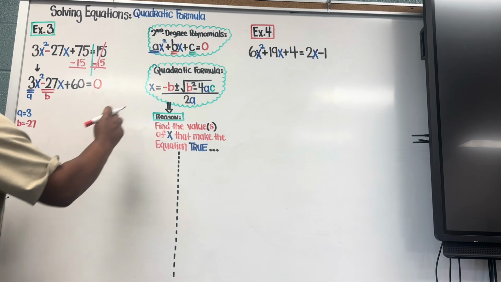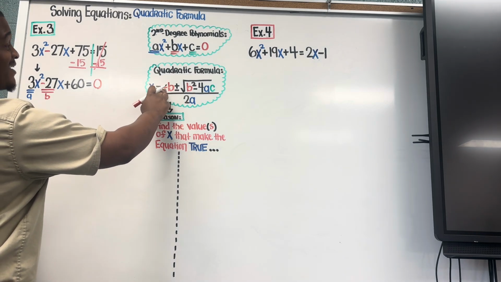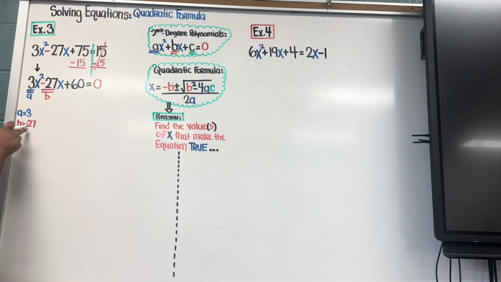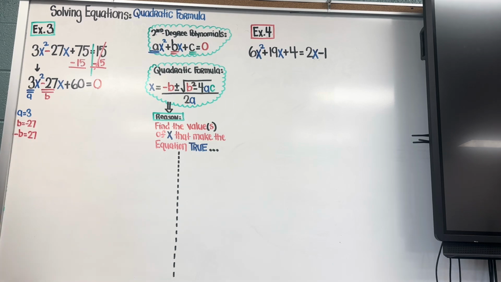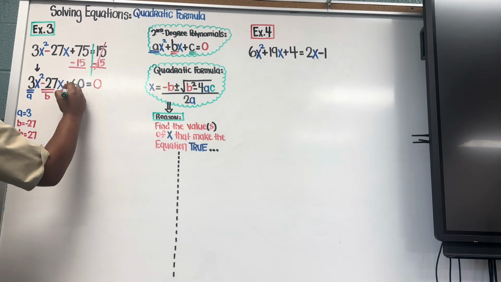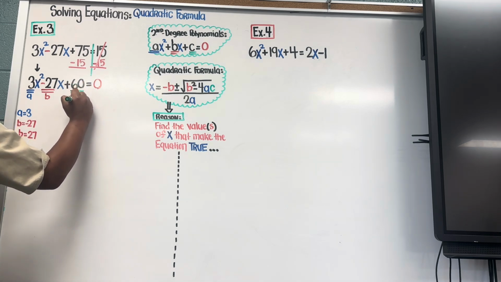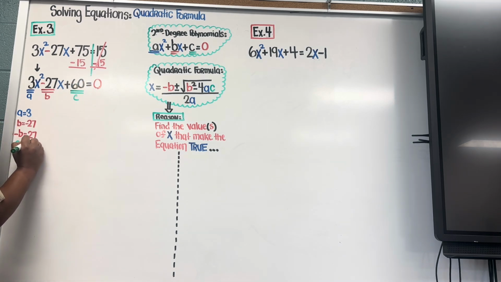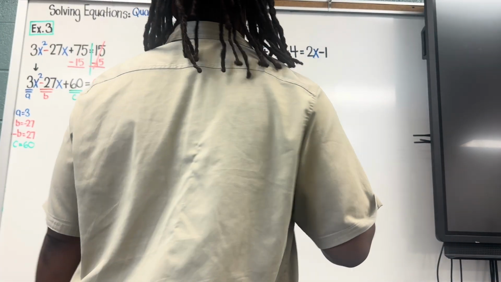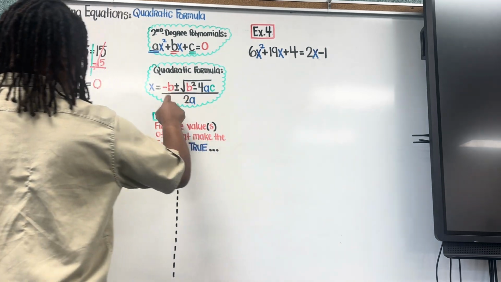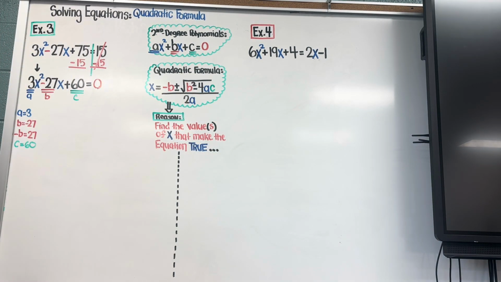But as you can see, guys, in the quadratic formula, we also have a negative b. So a positive b is a negative 27, then a negative b is a positive 27. Okay? And then, of course, as we can see, the constant, which is c, is 60. So now we have successfully figured out the values of the a, the b, and the c. All right? Now, what we're going to do is follow this quadratic formula, and we're going to plug in these values where they go.